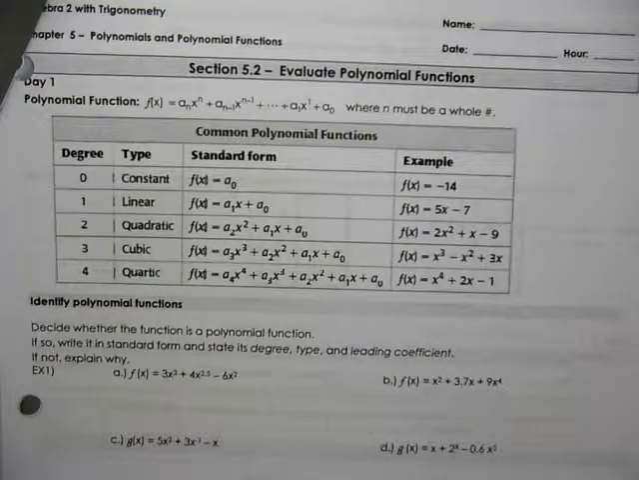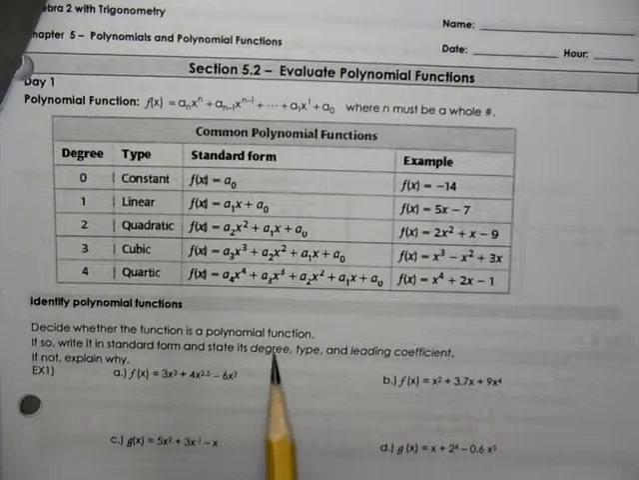This is Algebra 2 with Trig, lesson 5.2. We're looking at polynomial functions. Polynomial functions are a very broad term, kind of like polygon would be a very broad term. Triangles are polygons, squares, quadrilaterals, all those are different types of polygons.